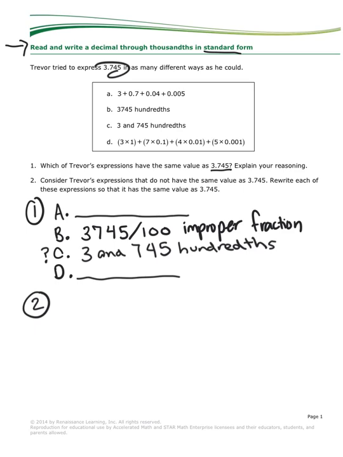Number 2, consider Trevor's expressions that do not have the same value as 3 and 745 thousandths. So they kind of gave you a clue here. They're basically telling you that at least one of these answer choices needs to be eliminated because it does not have the same value as 3 and 745 thousandths. And it says rewrite each of these expressions so that it does have the same value. So you're going to have to basically make a correction to the ones that you choose.